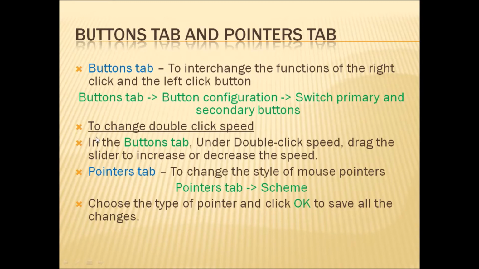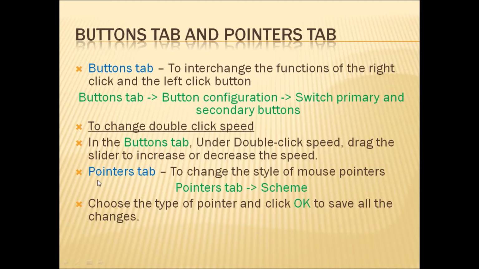We can also change the speed of double click. Double click means making click 2 times continuously. In the Buttons tab, under double click speed, drag the slider to increase or decrease the speed. We can drag the slider to increase or decrease the speed of the double click.